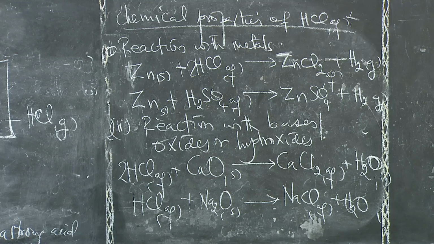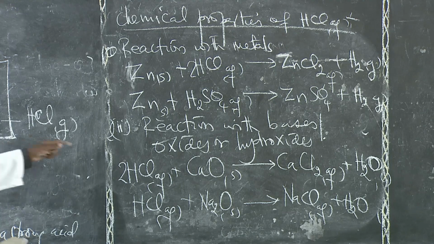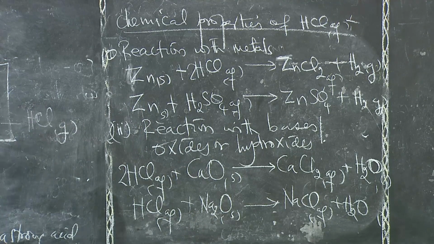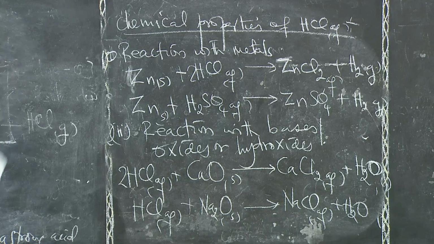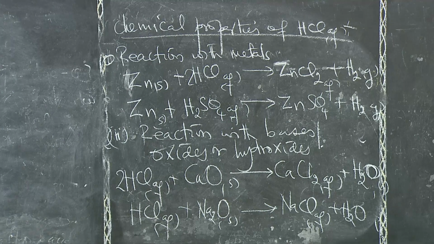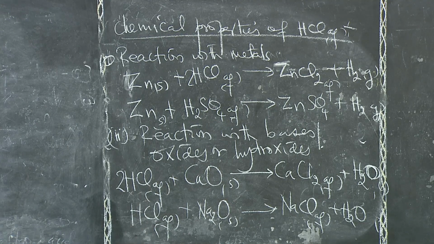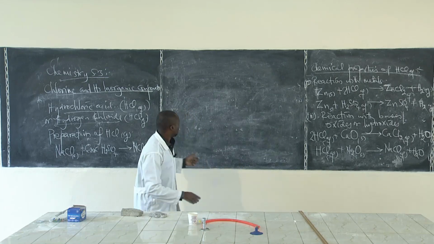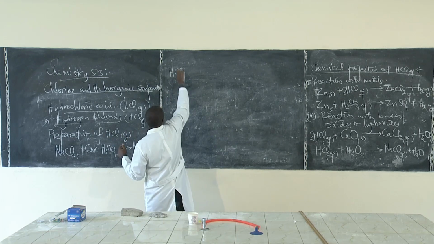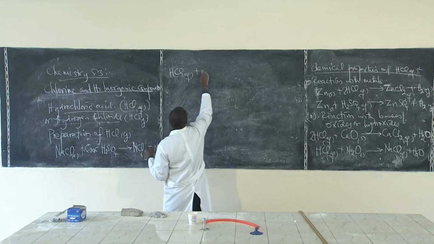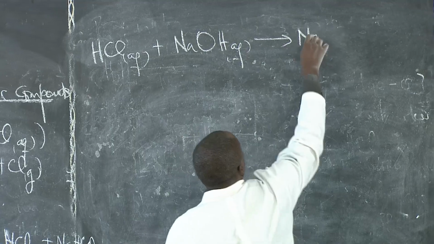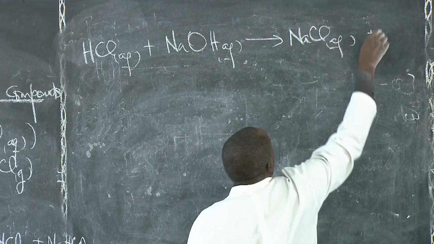So if we have the hydroxides, because we said these bases can be either oxides or hydroxides. Some of the hydroxides, can you give the examples of the hydroxides? Good. So the hydroxides are many, so we may use sodium hydroxide as an example. Hydrochloric acid plus sodium hydroxide. So this will give sodium chloride and water.